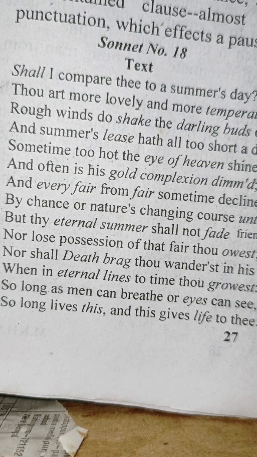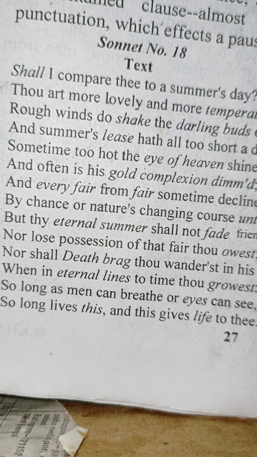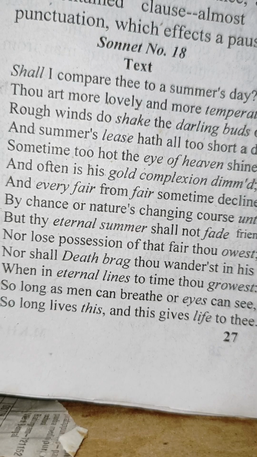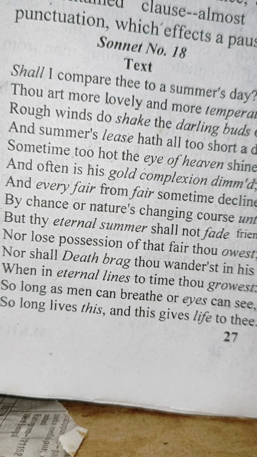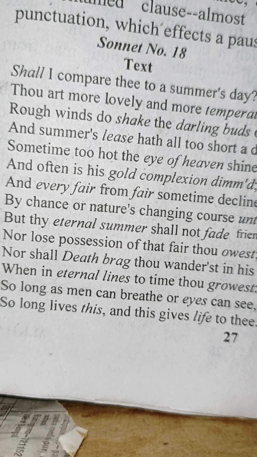Here death is personified. Death is personified as a boastful conqueror who takes pride in conquering a new land and declares, Veni, Vidi, Vici. I came, I saw, I conquered. Death, by using its icy hands, snatches away the lives of everyone. But this death can do nothing to destroy your beauty.